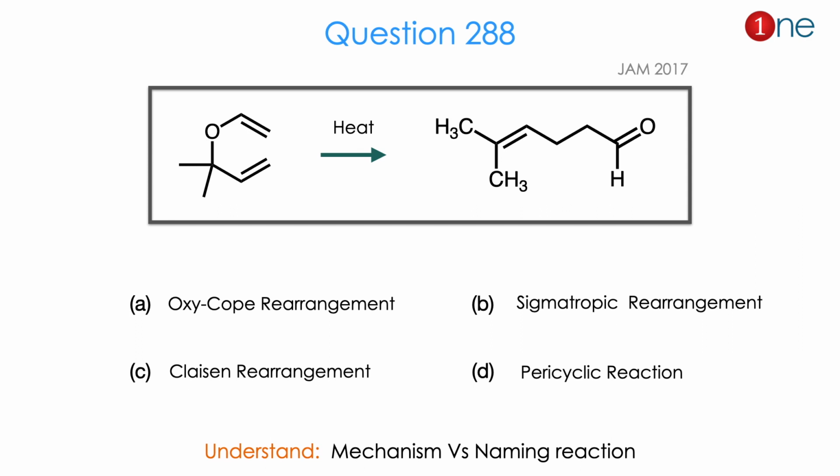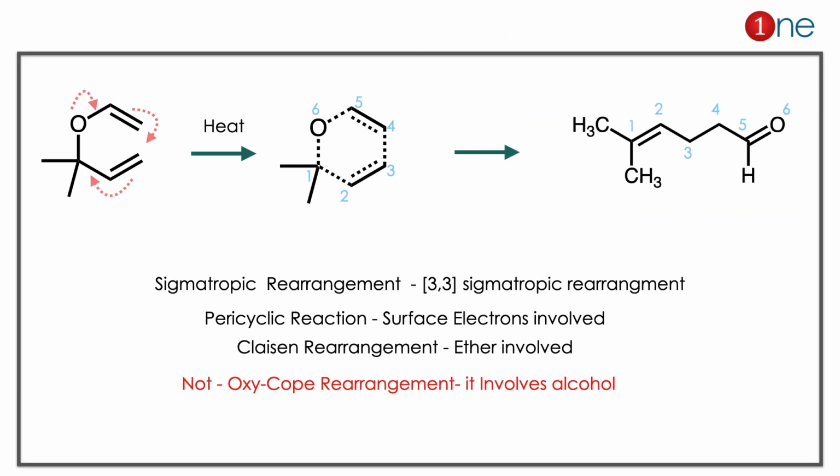Basically they are asking what is really happening, whether it is an oxy-Cope rearrangement, or a sigmatropic rearrangement, or a Claisen rearrangement, or a pericyclic reaction. So from the reaction and the 4 different rearrangements, you might realize the question is really about mechanism versus naming reaction. The answer is B, C and D. Let us see how.